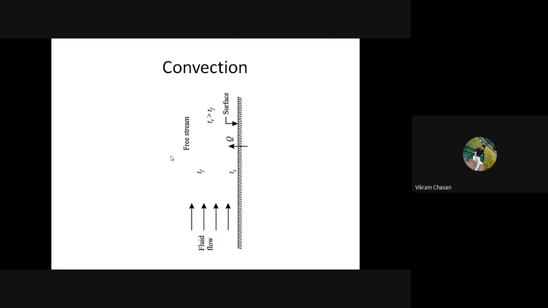Whether you understood, everyone? Convection phenomenon. Is there any question, any doubt? Okay, great. Shall I move ahead? Have you drawn this diagram?